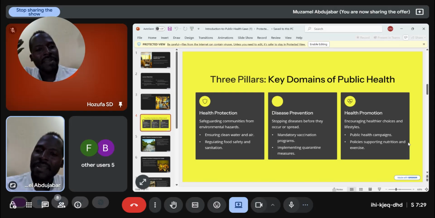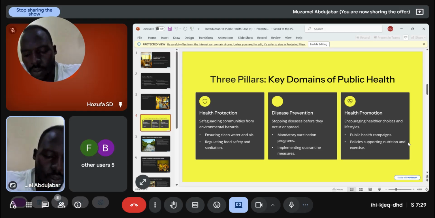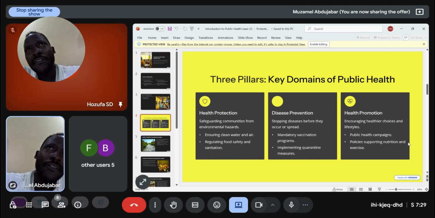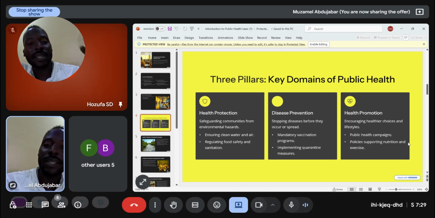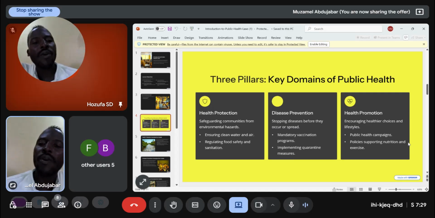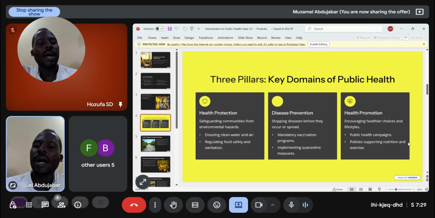But there are some laws in Sudan. In Sudan, they call it the Environmental Protection Act 2001, which focuses on how we can protect our environment. Additionally, there is another law, the Public Environmental Health Law of 2009, which also focuses on how we can save our community's water, land, and air. This is one of the main pillars of our public health law.